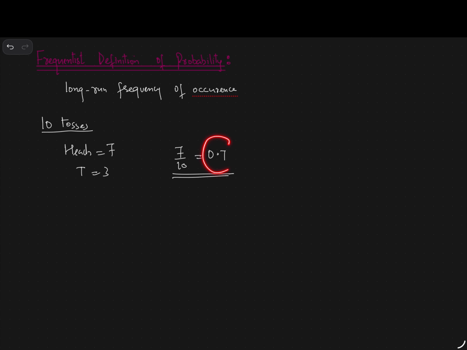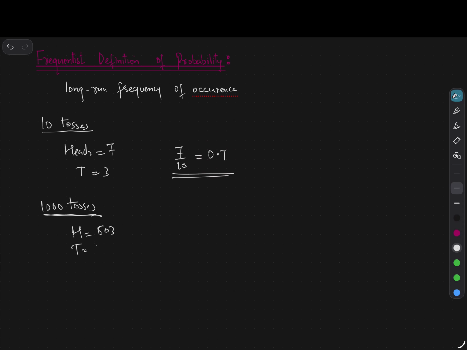Now that doesn't mean the probability of getting a heads is 0.7. It is just a short run observation. Now if we repeat the experiment 1000 times, and we get 503 heads and 497 tails, then the frequency of getting heads will be equal to 503 over 1000, that'll be equal to 0.503. And similarly, if we repeat the experiment a million times, we may get something like 0.4998 as the frequency of getting heads. So frequentists say that probability of getting a heads equals 0.5. Why? Because in the long run, heads appears about half the time.